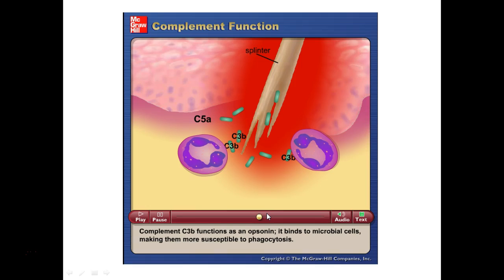So C3b actually binds to the surface of the bacterial cells. It doesn't bind to our cells. Our cells have regulatory proteins that keep it from binding to our cells. What happens when C3b binds is it's like tagging them for destruction. Phagocytic cells like this neutrophil have receptors on their surface for C3b. So when they come along, they see C3b attached to a bacteria, they're going to gobble them up and destroy them. They know it's tagged, they know it's a bad guy, they know it needs to be destroyed. This attaching of a molecule that causes phagocytosis to happen is referred to as opsonization.